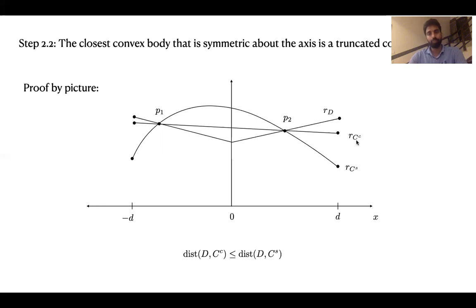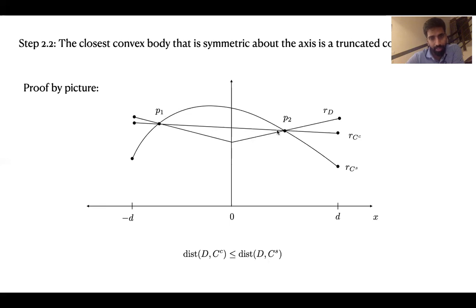And now we are going to prove that the distance between this truncated cone and our body D is less than or equal to the distance between the symmetric body and D. So here let's look at between P1 and P2. Here the distance between D and the truncated cone would be, so this is D and this is the truncated cone, this volume essentially. It would be this.